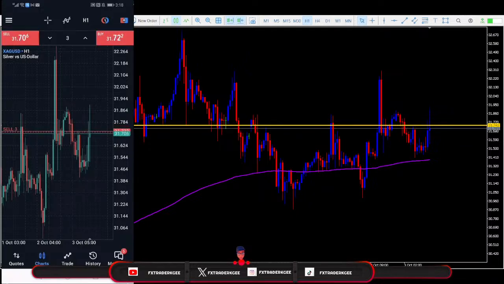So we are still at the point of our entry. We're still at the point of the entry.